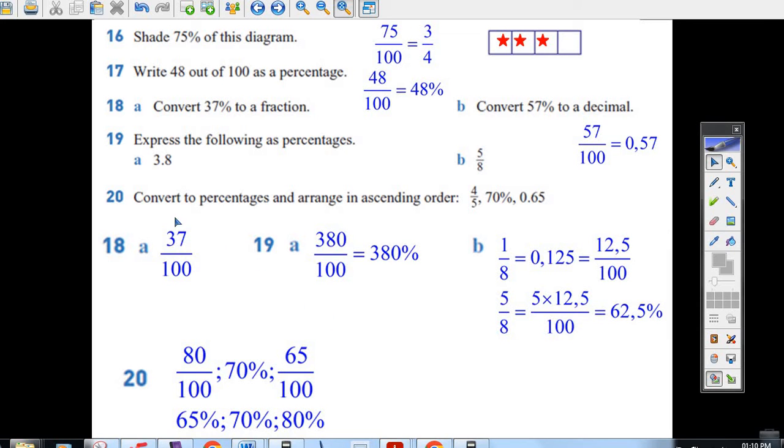Okay, let's look at convert to percentages and arrange in order. Well, 4 over 5 is really 8 over 10, or 80 over 100. That's 80%. And 0.65 is really 65%, because that's the hundredths place. Now it says make them in ascending order, so smallest to biggest. 65%, 70% in the middle, 80% on the outside. And there you go. We'll make it a shorter video.